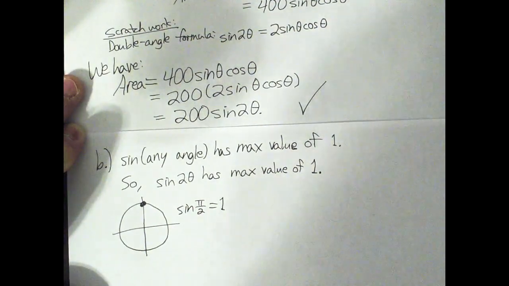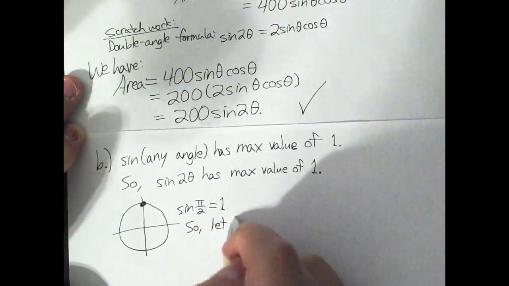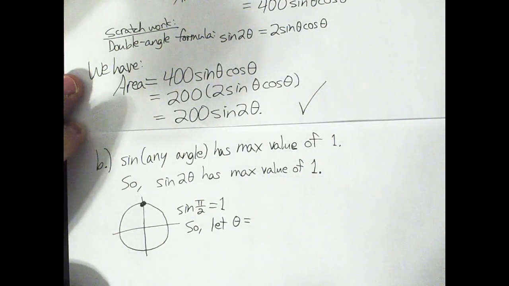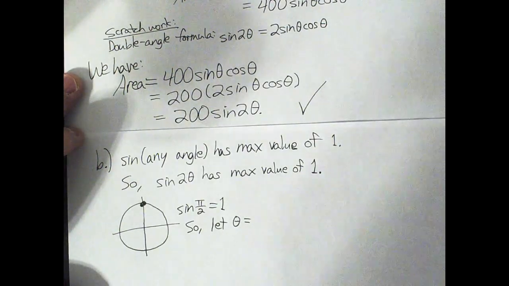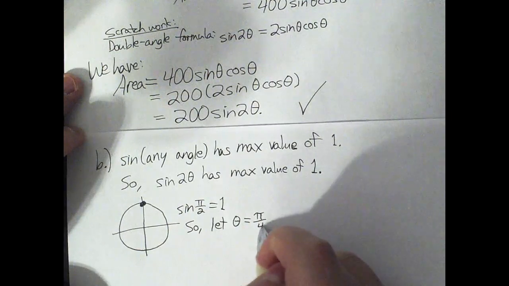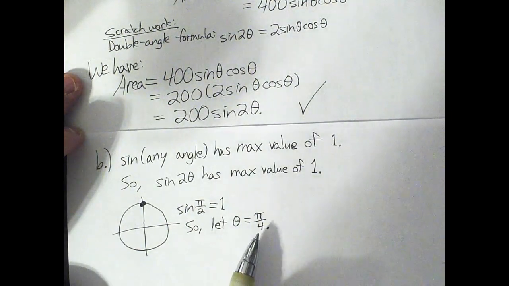So what should theta be? What do you think theta should be here? So let theta equal... It's not pi over 2. It's pi over 4. Why is it pi over 4?